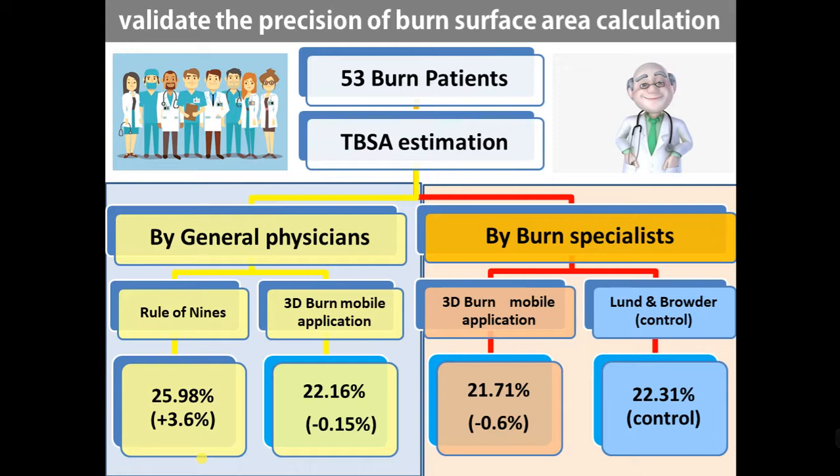General physicians used both the rule of 9 and the 3D burn resuscitation mobile application to calculate burn surface area at the primary hospital before referral to the burn center. After all patients were admitted to each burn center, both the Lund and Browder chart and the 3D burn application were used to recalculate the burn surface area by the burn specialist.